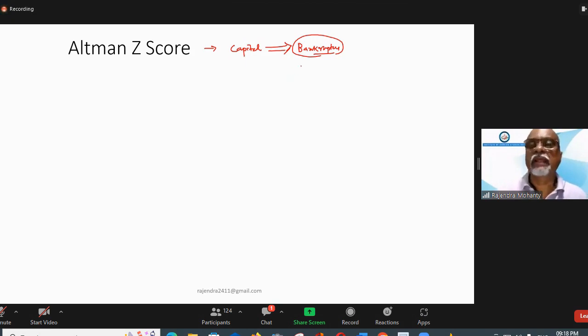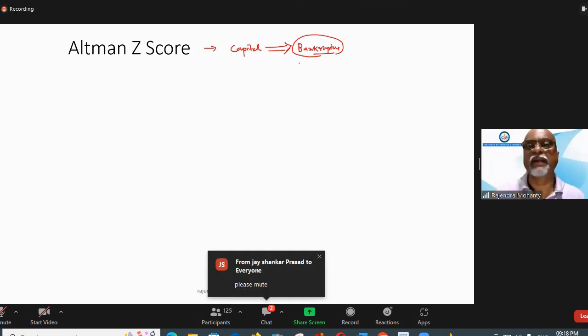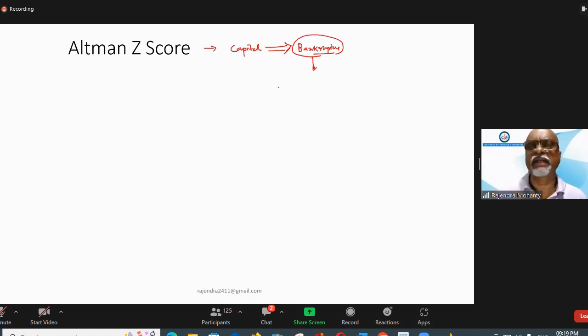So basically, the biggest calamity that might happen to any business is bankruptcy. For the last 50 years, so many calculations and research have been done. So many calculation metrics have been devised by so many persons to measure or gauge the progress or failure.